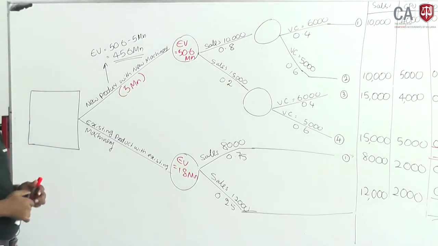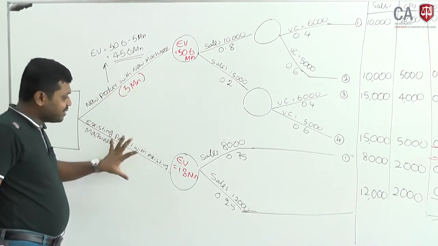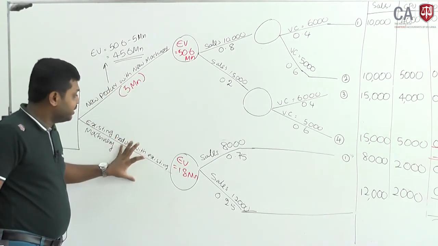Okay, now which option needs to be selected? New product with new machinery or existing product with existing machinery?